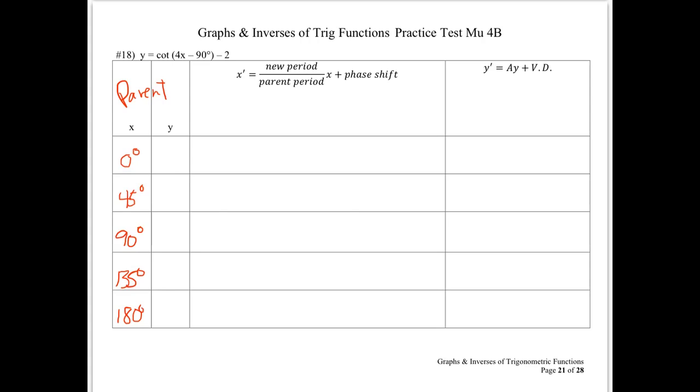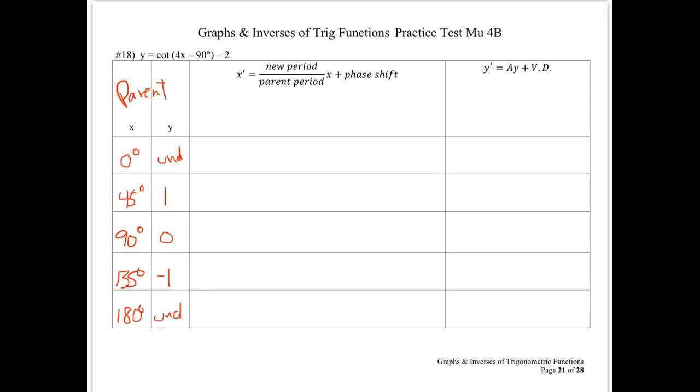Cotangent of 0 degrees. 0 degrees is on the positive x-axis. There, x is 1 and y is 0. 1 divided by 0 is undefined. Cotangent of 45 degrees is 1 over 1, which is 1. Cotangent of 90 degrees would be 0 over 1, which is 0. And cotangent of 135 would be 1 over negative 1. And then cotangent of 180 is going to be undefined again because we have 1 divided by 0. So that's my parent.